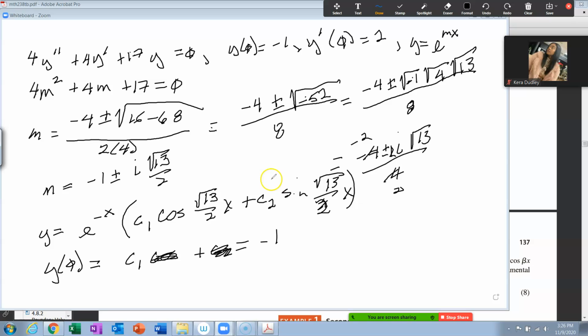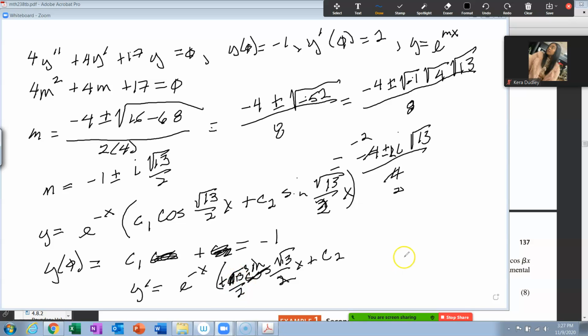Now let's take the first derivative, y prime. Well, this is y. So y prime is going to be, now here unfortunately it's a product rule, but it's not too bad. The first, which is e to the minus x times derivative of the second, which is c1, but we know that c1 is a minus 1, so let's just write that as a minus 1 there. Cosine square root of 13 halves x plus c2. We don't know what that one is. I'm taking derivative, I forgot to do that. Derivative of cosine is minus sine. And you have the chain rule of square root of 13 over 2.